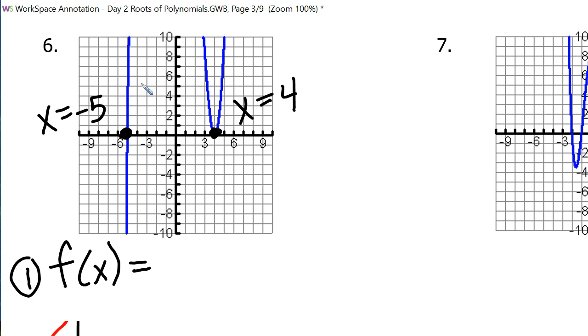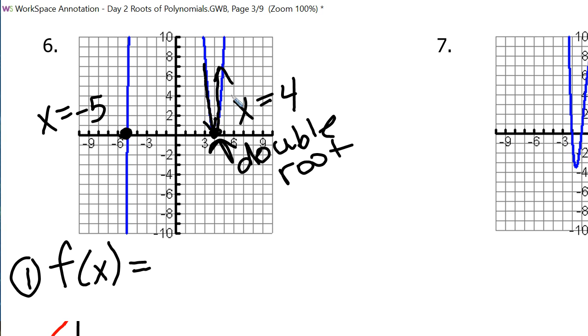But if you look over here at 4, notice it's coming down, but after it hits this point, what's happening? Going back up. Did it actually go through the point, like over here? No. So this is called a double root. So if it touches that x-intercept and then bounces back up, or bounces back down, if it does not go through it, it is called a double root. And that means when you write your factored form, you need to write it down twice.